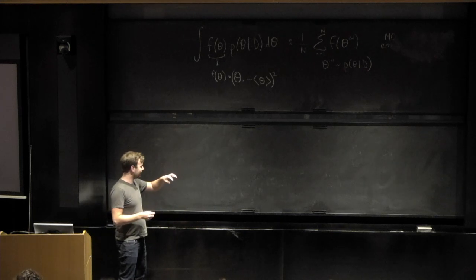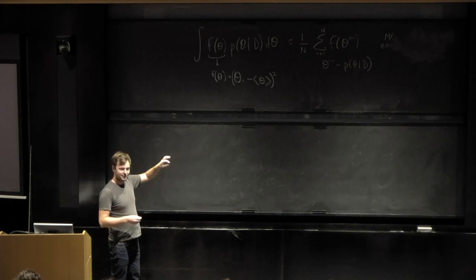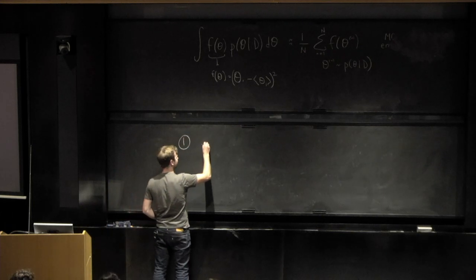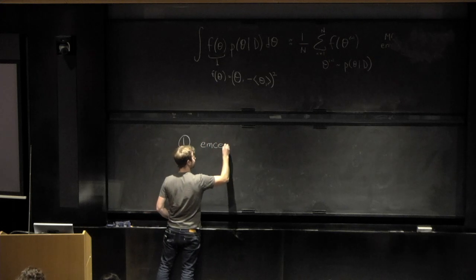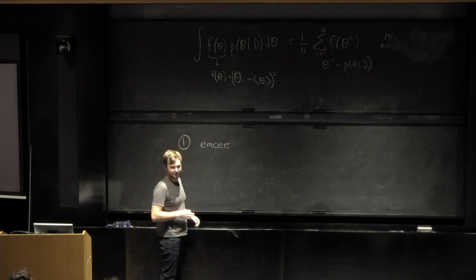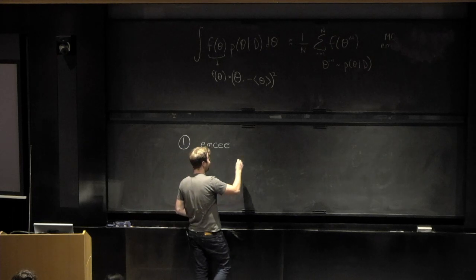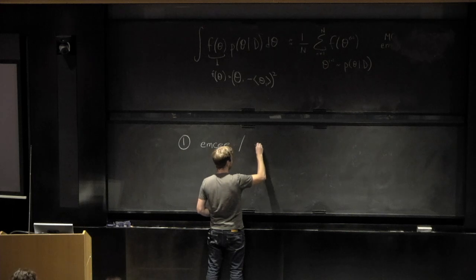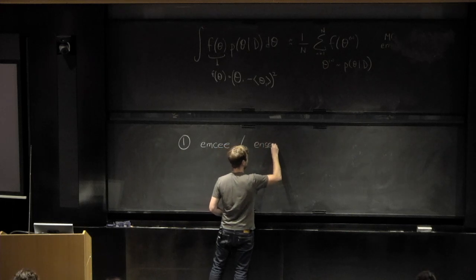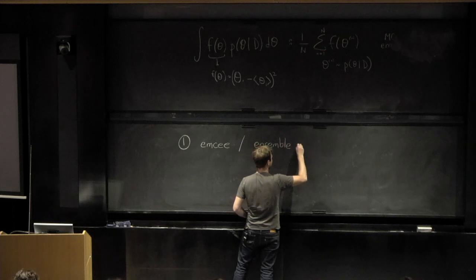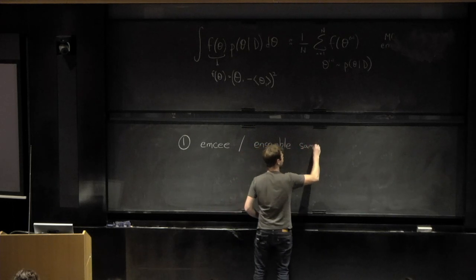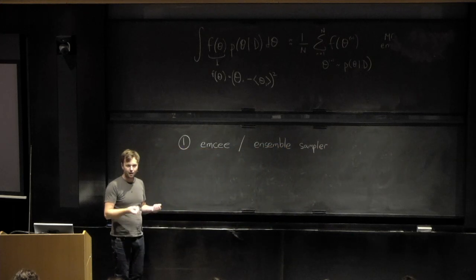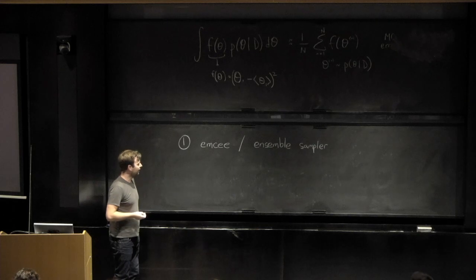So the three different packages and algorithms I want to talk about are first a package called emcee, which is something that I wrote, so you get to hear about it. And the algorithm that's implemented in there is an ensemble sampler, and I'll get into that a little bit. It's widely used in astronomy. Some of you might have used it before.